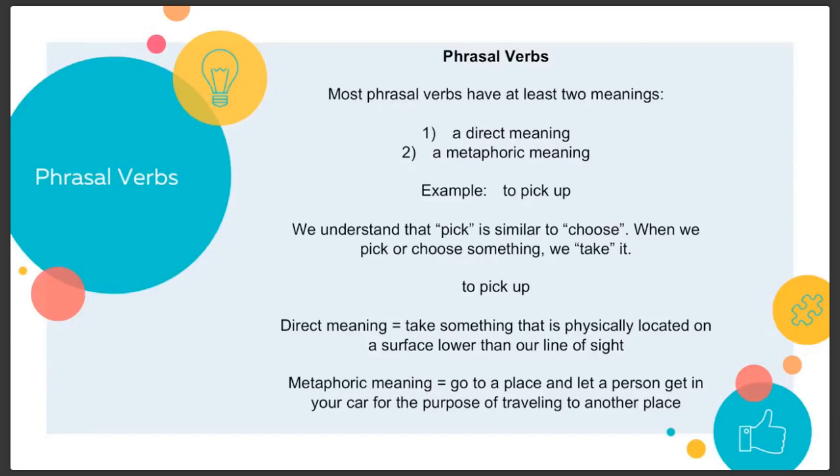So we understand that the verb to pick is similar to the verb to choose. When we pick or choose something, we take it. So to pick up in the direct meaning is to take something that's physically located on a lower surface than our line of sight. So for example, if we have something laying on the floor, then we can pick it up. And this means that we take it from the floor and bring it higher, bring it up to our level. This is to pick something up, right?